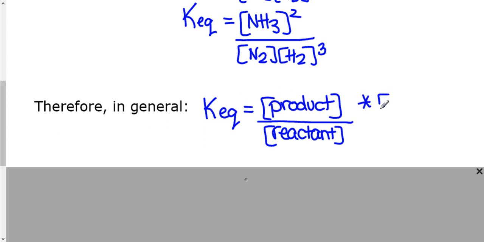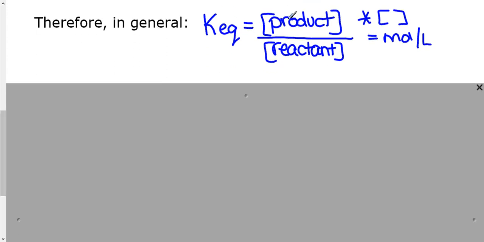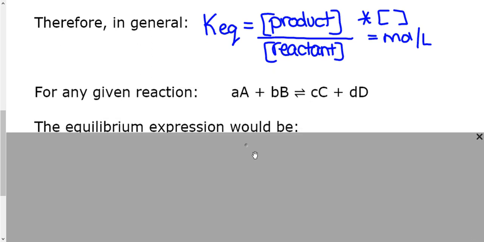Also to note in here, just a reminder, square brackets mean concentration in moles per liter. So make sure that you're using moles per liter for this equation. Now let's add a little bit more to our generic expression. This is saying we need our products over our reactants for a reversible reaction.